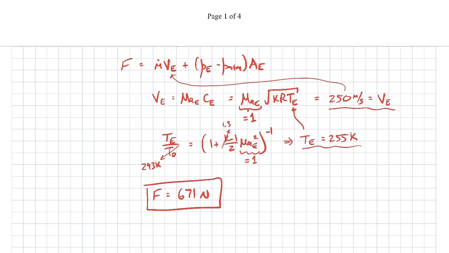Okay, so that one's a little tricky because there's a lot to it. You have to use the linear momentum equation, and probably the hardest part by far is just recognizing that there's this additional surface force because the pressure at the exit is the sonic pressure and it's not equal to the back pressure. Okay, so let's continue.